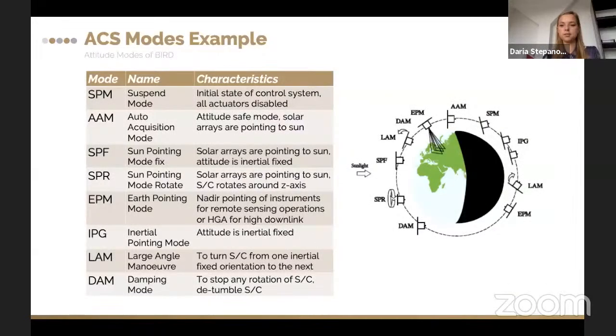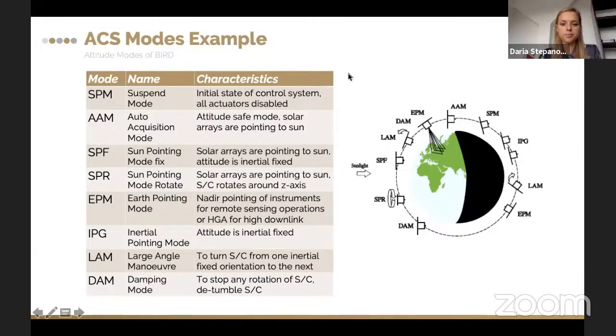Here we can see one orbit example, all these pointing regimes, and how they change in time. So this is the first, suspend mode regime. In this case, all actuators are disabled, and once we go to the next, auto acquisition, which is the safe mode, the solar panels are pointing to the sun.